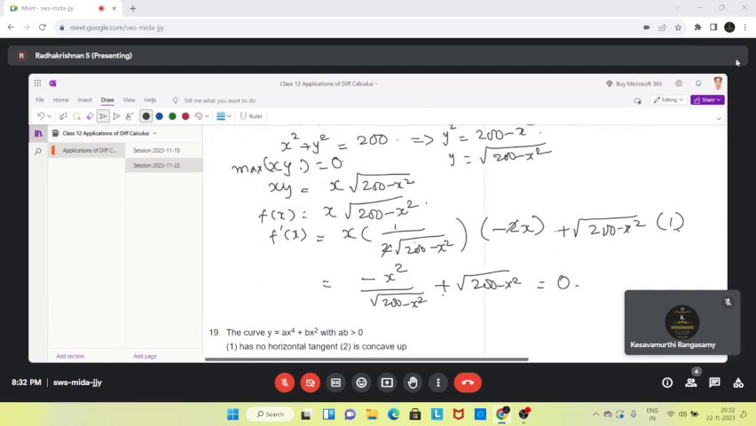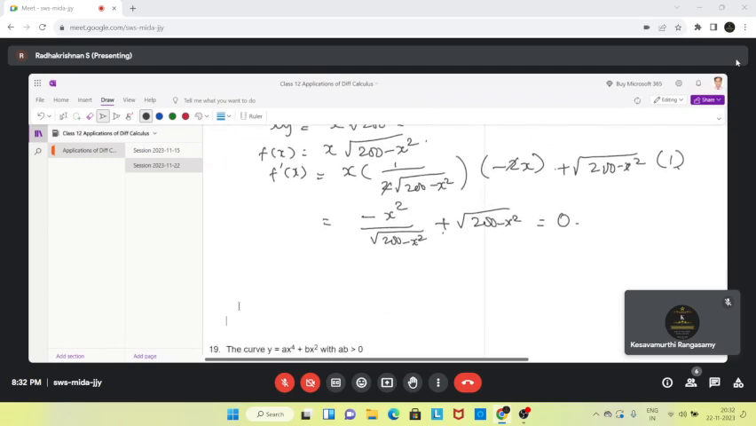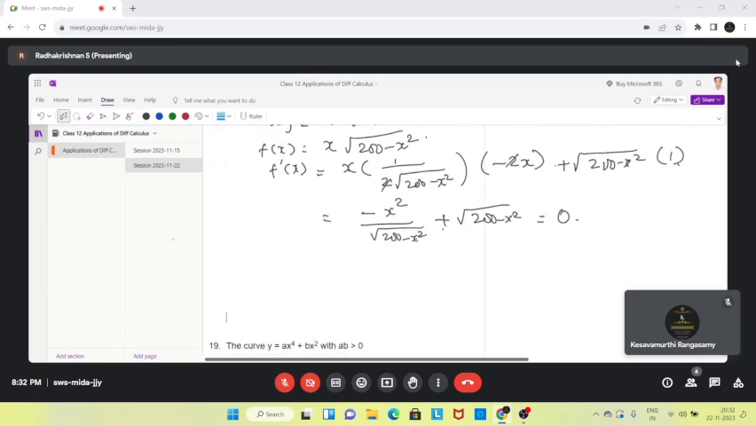So minus x square divided by square root of 200 minus x square plus this equal to 0. Now we can solve for x.